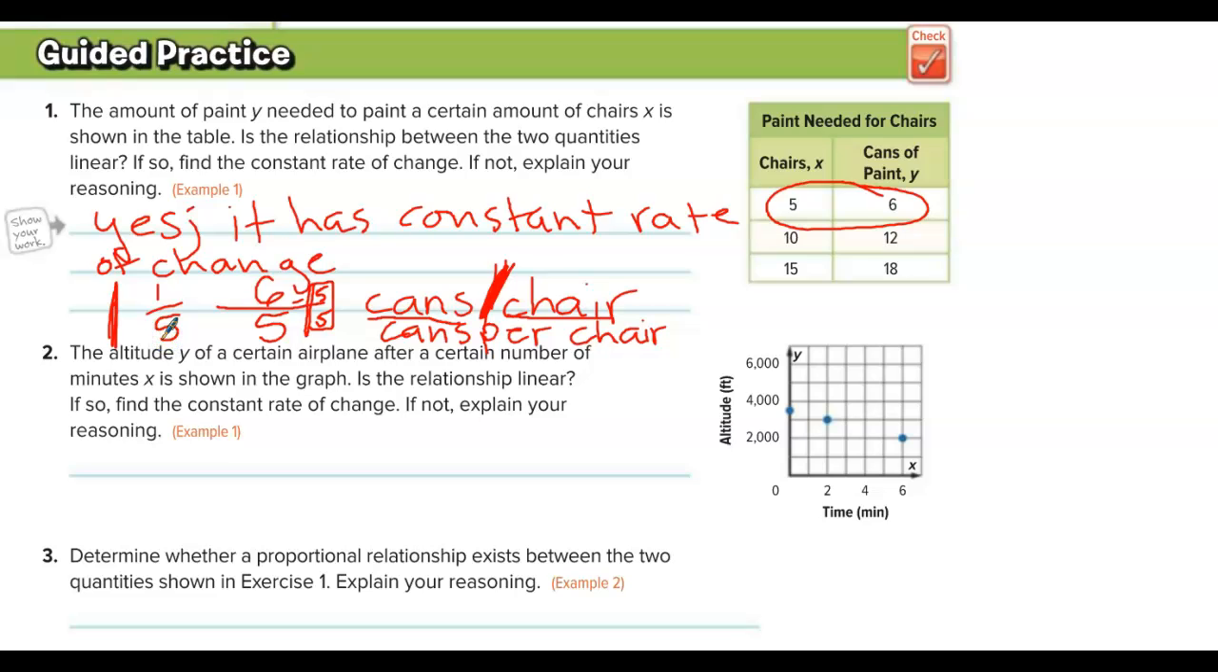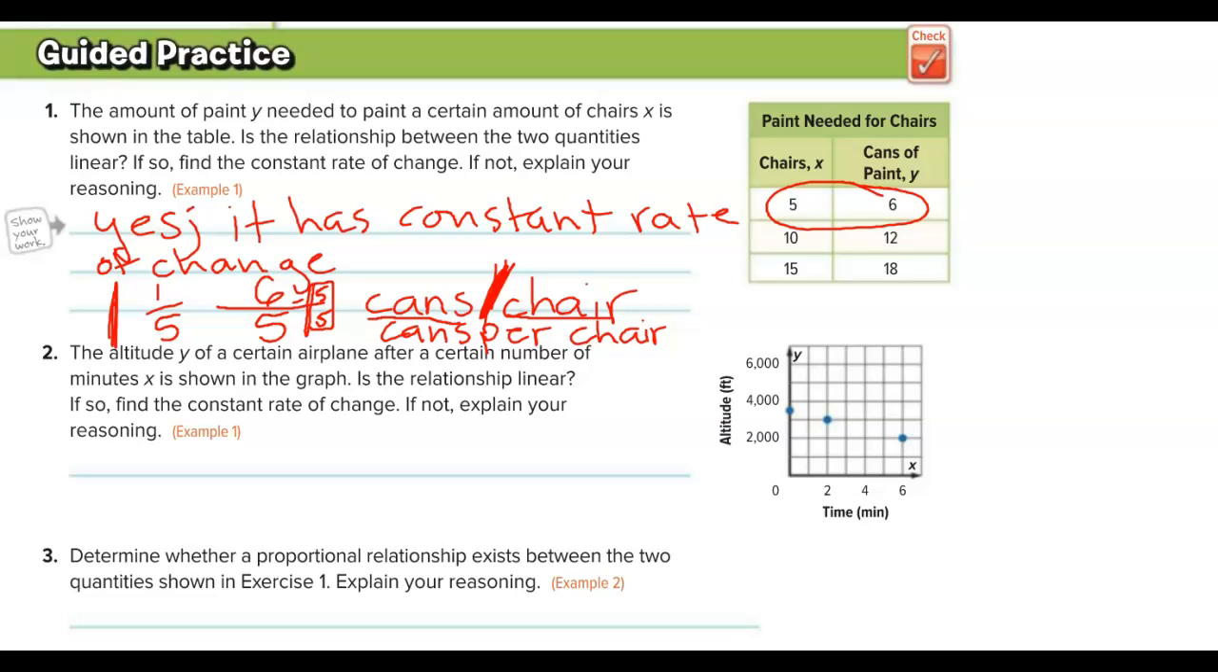If you don't have this down, you need to write this down. So this is your explanation. Yes, it has a constant rate of change, which is 1 1/5 cans per chair. Doesn't sound very 8th grade like if you say, oh, I'm going up by 5 and I go up by 6, okay? Questions on number 1? Going once, going twice, everybody have it? I guess I have it written down here. I can keep writing.